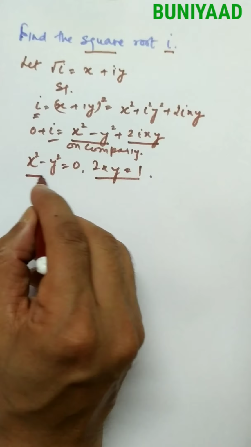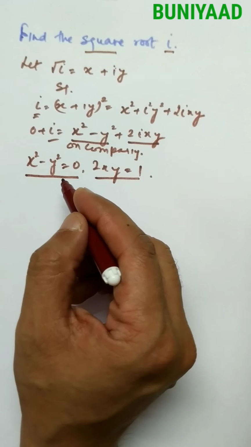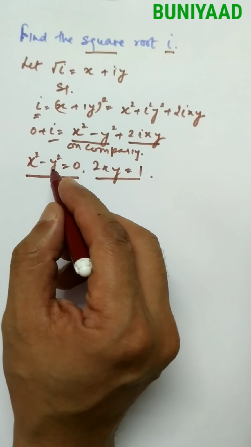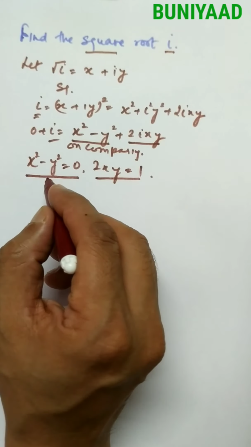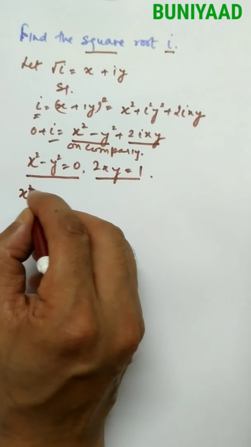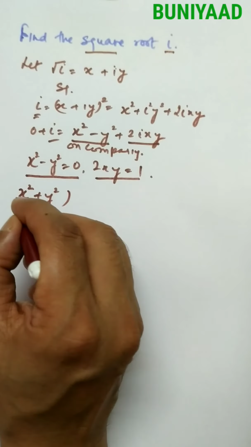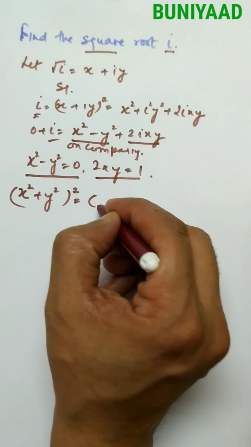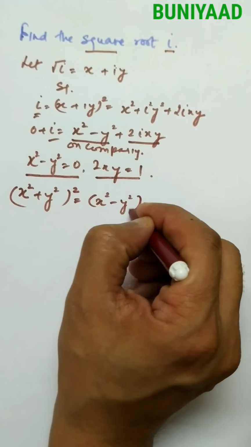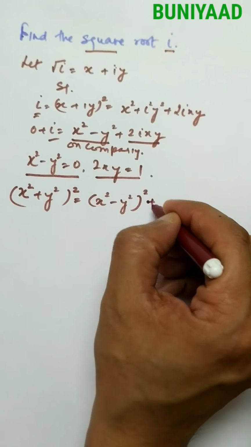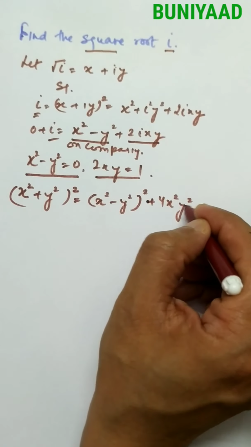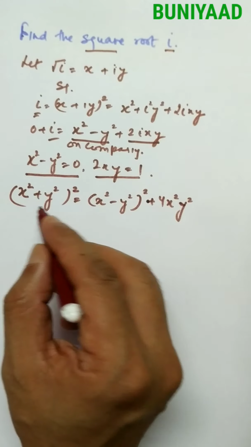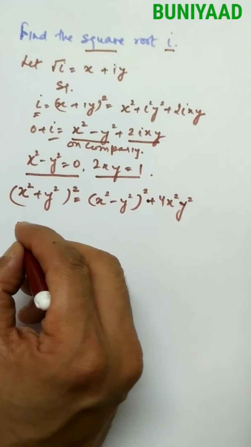So now the logic is, you have only one equation, x square minus y square equals to 0. If you get a second equation in terms of x square plus y square, you can just use elimination to get the value of x and y. There is a formula we are using here: (x square plus y square) whole square will be (x square minus y square) whole square plus 4x square y square. If you open the whole LHS and RHS, you will find that both the values will be the same.